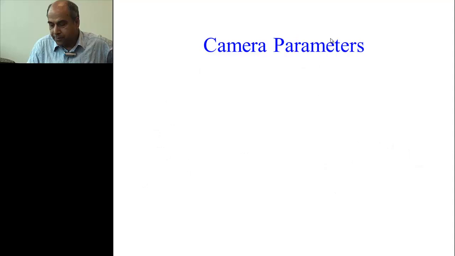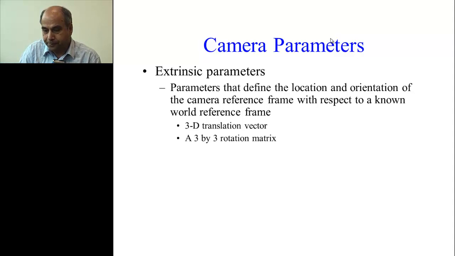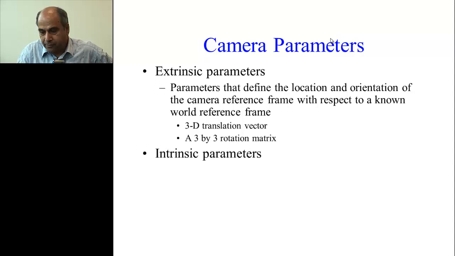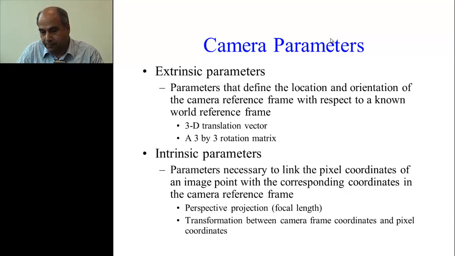Okay, so just to summarize what we just finished: camera parameters, and we have extrinsic parameters. These are the parameters which relate to the location and orientation of the camera, that is the 3D translation vector and the 3x3 rotation matrix. Intrinsic parameters are necessary to link the pixel coordinates with the image point, and they include the perspective projection, the focal length, and also the transformation between camera frame coordinates and the pixel coordinates.